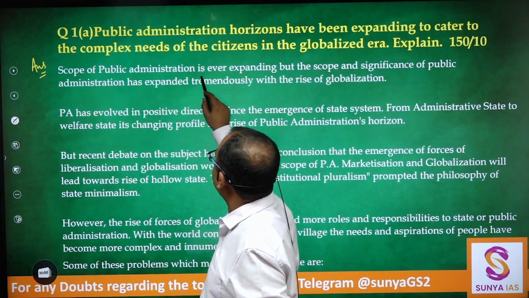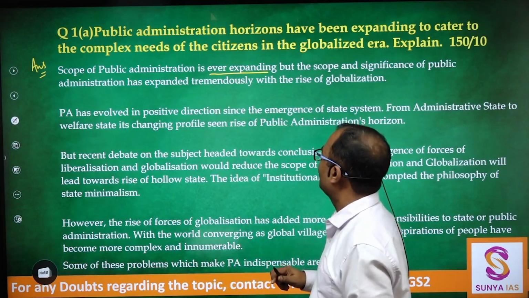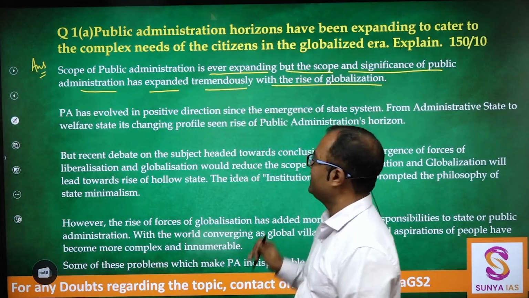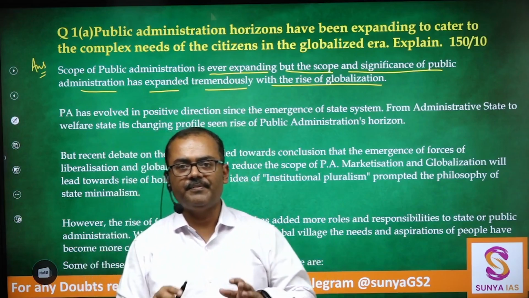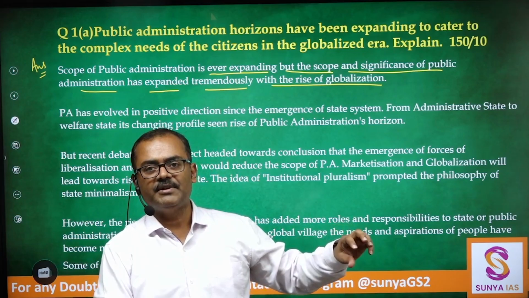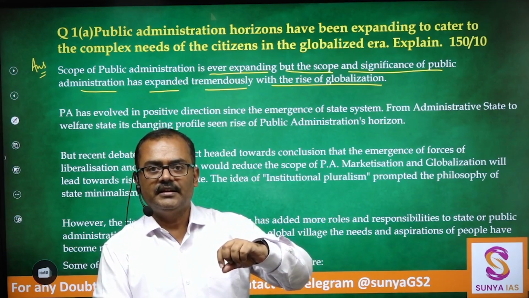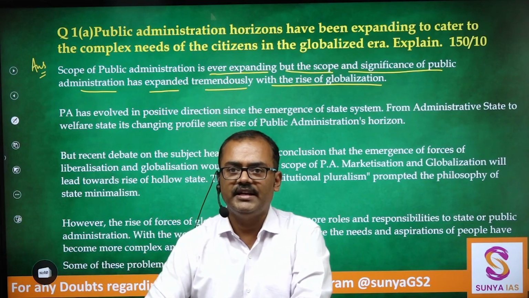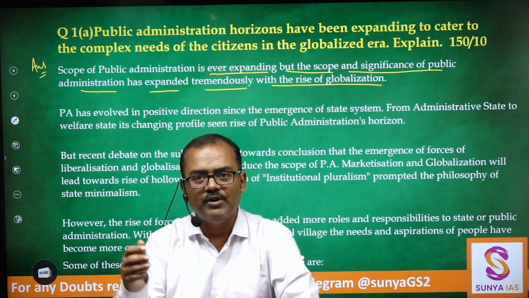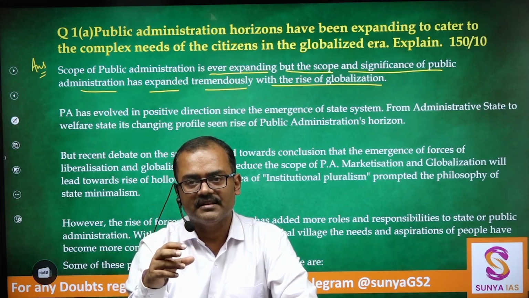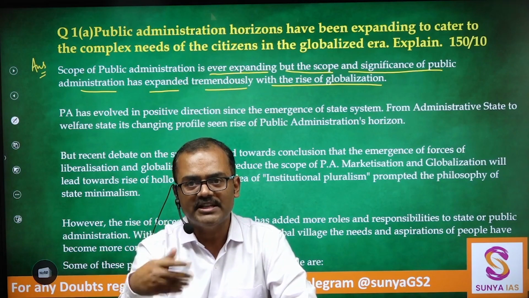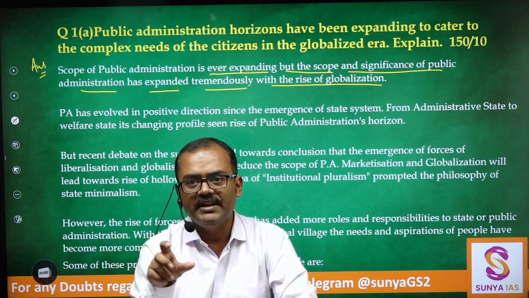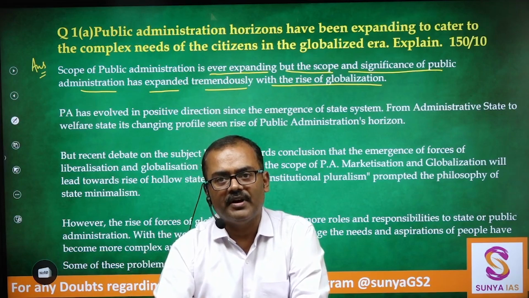So the scope of public administration is ever expanding, but the scope and significance of public administration has expanded tremendously with the rise of globalization. We know the scope of public administration is expanding ever, starting from the tribal state to administrative state to welfare state. And now there were certain views that with the rise of the regulatory state, with independent regulators like the role of TRAI, IRDA, etc., in the regulatory state, the scope of public administration will diminish. It is a normal logic given; scholars' view has been presented that globalization, liberalization will reduce the scope of public administration, it will increase the scope of market, it will increase the scope of other institutional arrangements.